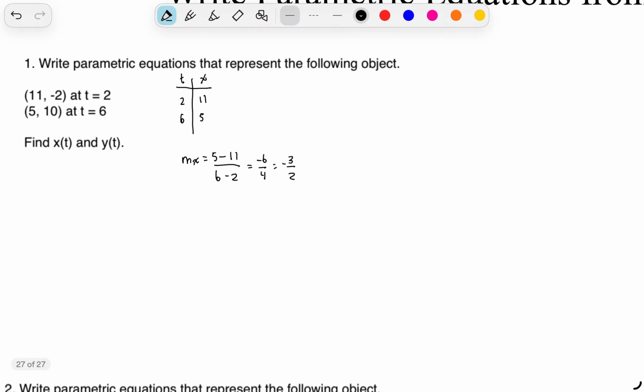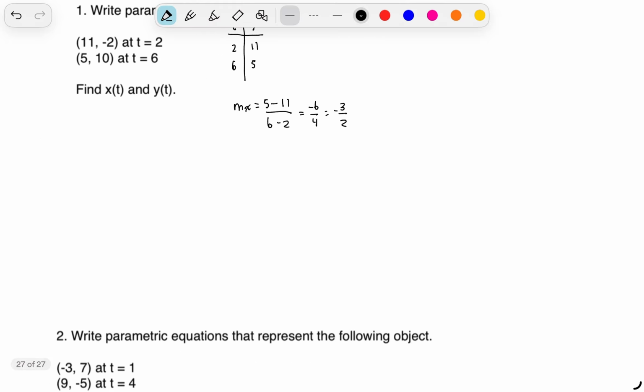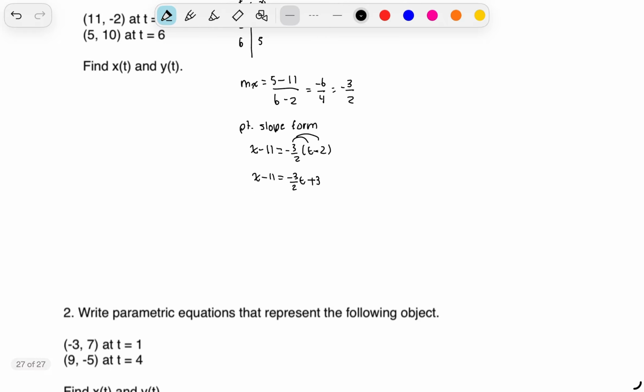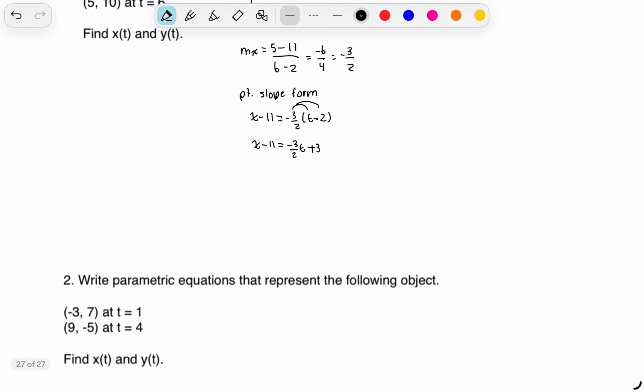Now, after this, we're going to find the point slope form. That means you use x minus 11 is equal to negative 3 over 2 times (t minus 2). You just distribute after this, and you get x minus 11 is equal to negative 3 over 2 t plus 3. After this, you can add 11 to both sides, and you get x is equal to negative 3 over 2 t plus 14.